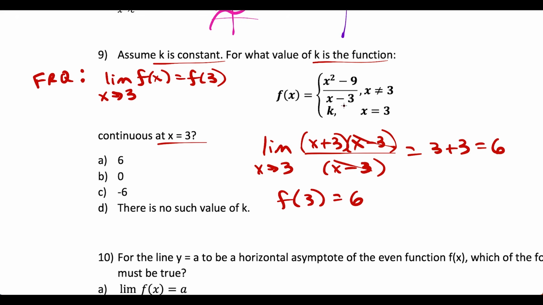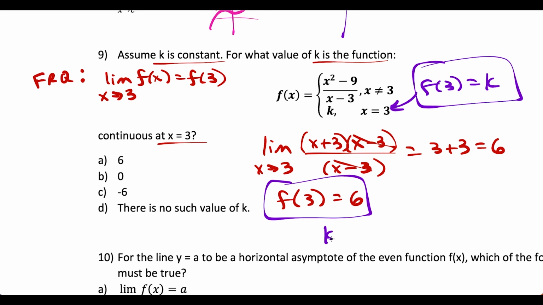But notice what they told us in the piecewise function. This row here of the piecewise function tells us that f of 3 is equal to k. So that would tell us if f of 3 is equal to 6 and f of 3 is equal to k, k would have to be equal to 6. Choice A is our answer.